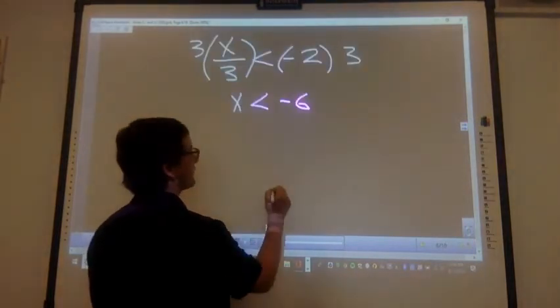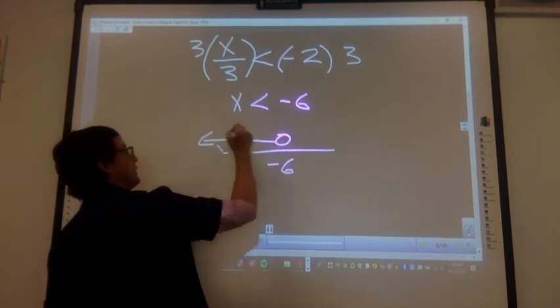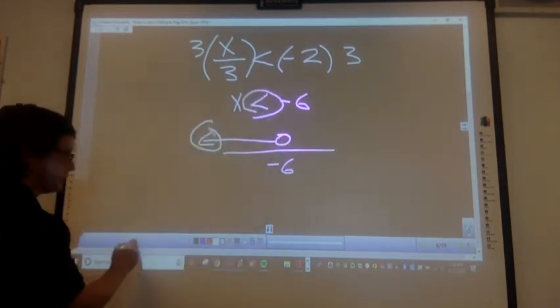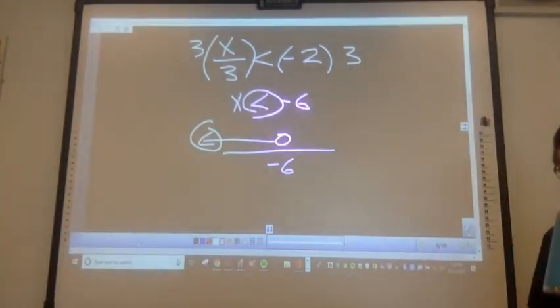And we're going to go ahead and graph this. Negative 6 down here, open dot, arrow left. Arrow and inequality both go to the left.